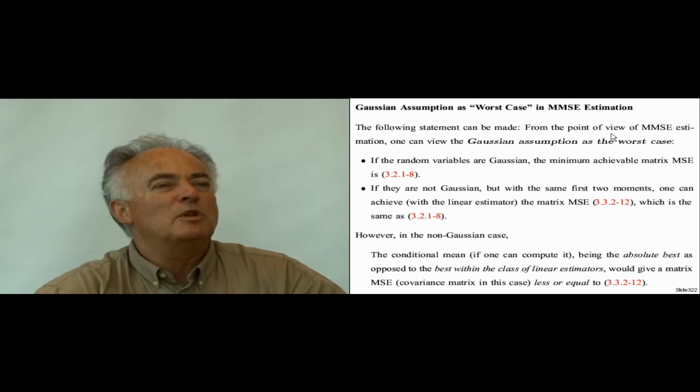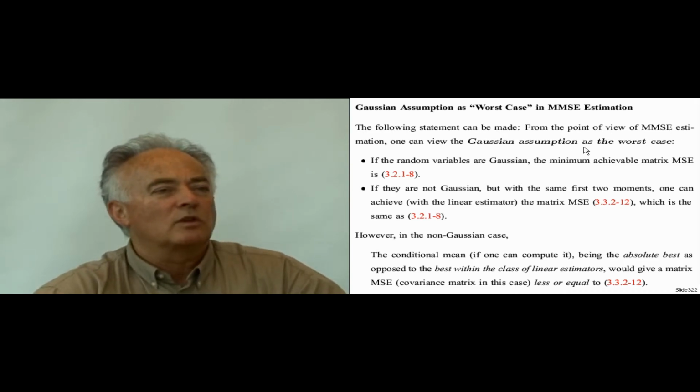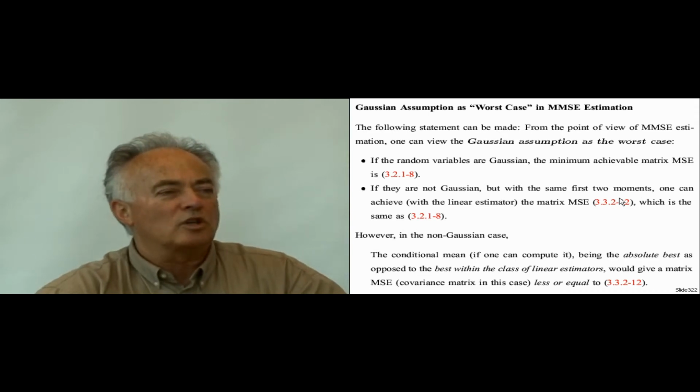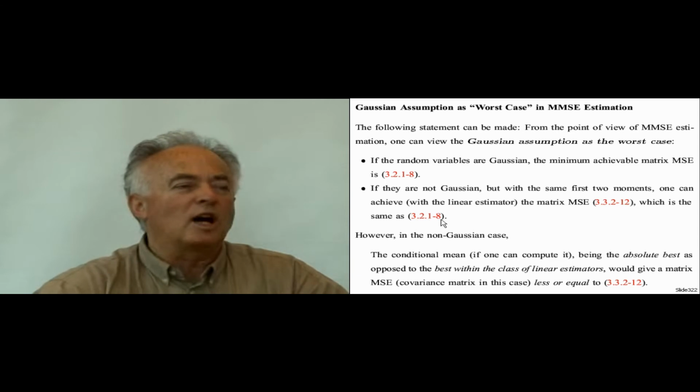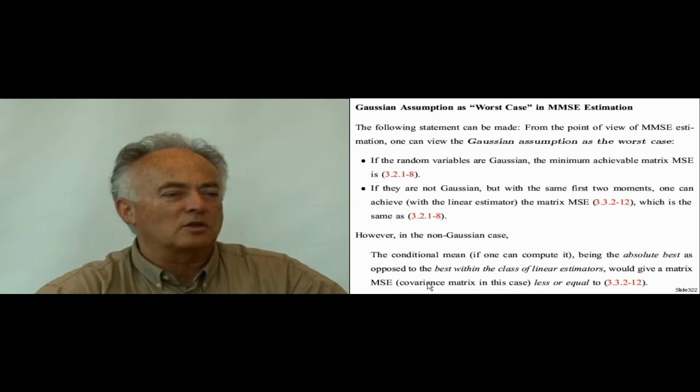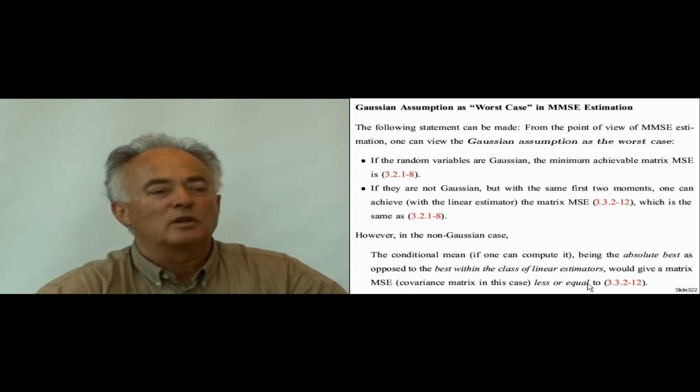From the point of view of minimum mean square error estimation, the Gaussian assumption is the worst case in view of the following. If the random variables are Gaussian, the minimum achievable matrix MSE is still given by equation 3.2.1.8. If they are not Gaussian, but with the same first two moments, one can achieve with the linear estimator the matrix mean square error 3.3.2.12, which is the same as 3.2.1.8. But in the non-Gaussian case, if we can compute the conditional mean, being the absolute best as opposed to the best within the class of linear estimators, it would give a matrix MSE, really a covariance matrix in this case, better, less or equal to 3.3.12.